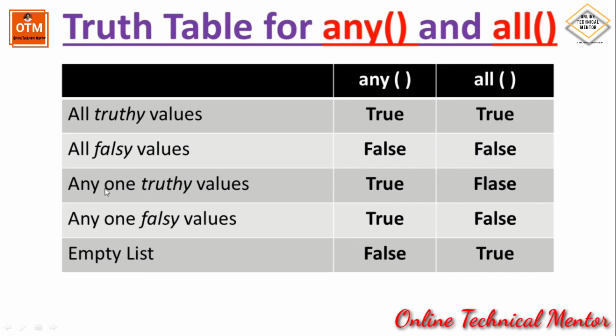In the third case, any one true value, that means any one of the values within the list is true, and for that the any method returns true, but all will return false. In case of any one false value among all the list elements, since the others are true, any will return true, but in case of all it will return false. And look at the last row. This is quite interesting. In case of an empty list, any returns false and all returns true.